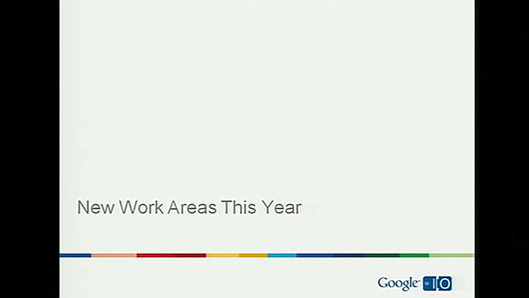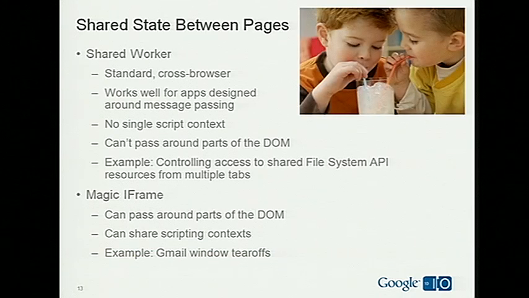So when we were here at Google I/O 2009 last year, we were talking about a lot of these APIs. We were talking about storage, about geolocation. What have we actually done over the past year? What are the new work areas that we started on this year? One of the really cool ones, and it actually might not sound that cool, but it is, I promise you, is shared state between pages.